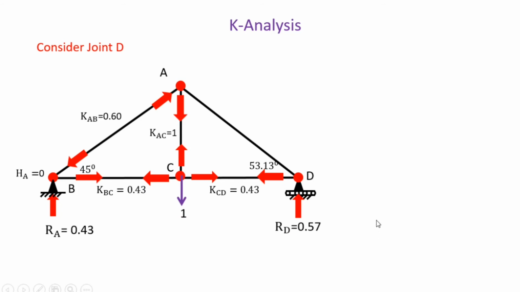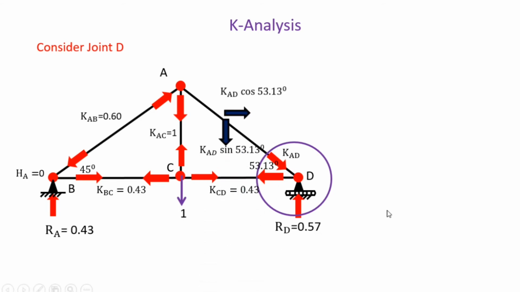Then consider the joint D here, and the force is KAD. We are considering the direction of that force as towards the joint. Now again this force is inclined, so this is the resolution of the forces. Horizontal towards right is KAD cos 53.13 and vertically downward is KAD sin 53.13.